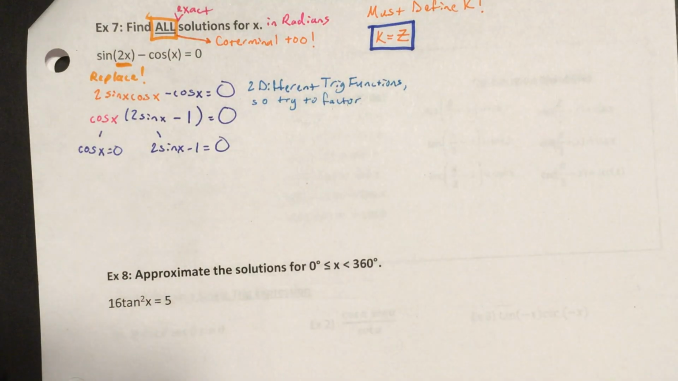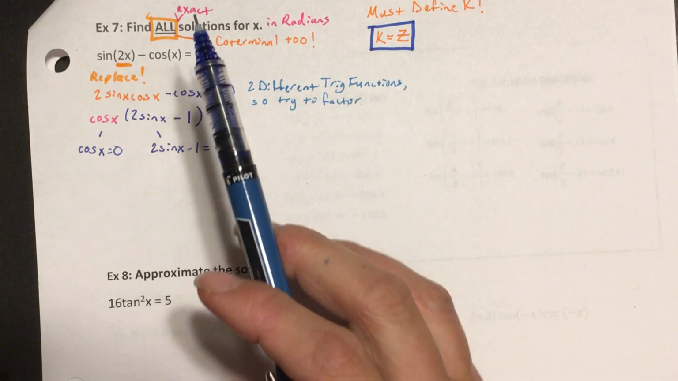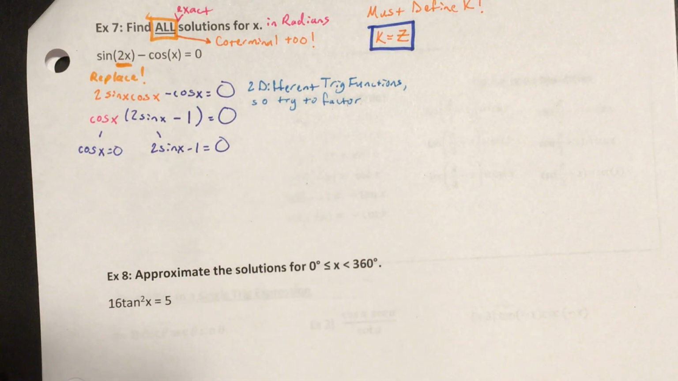So now, using the zero product property, either cosine x equals 0 or 2 sine x minus 1 equals 0. And folks, I'm going to encourage you to pause the video here and see if you can find the solutions. And don't forget that you are looking for the coterminal ones as well. So go ahead and pause it and give this one a shot.